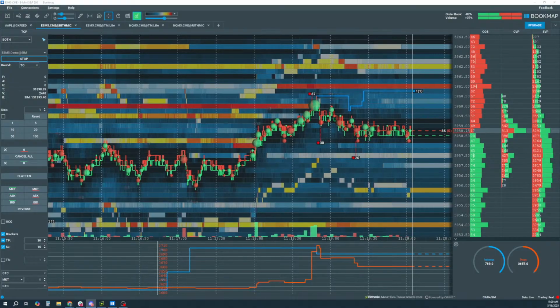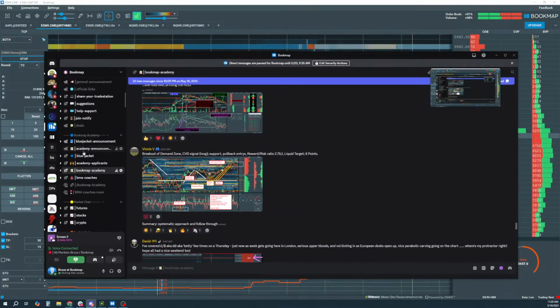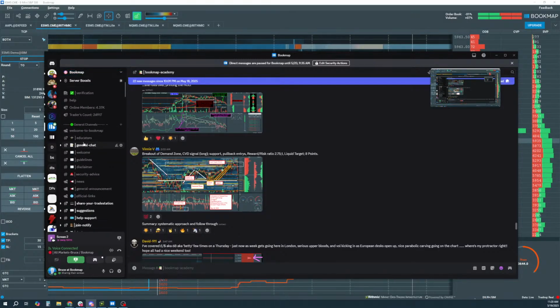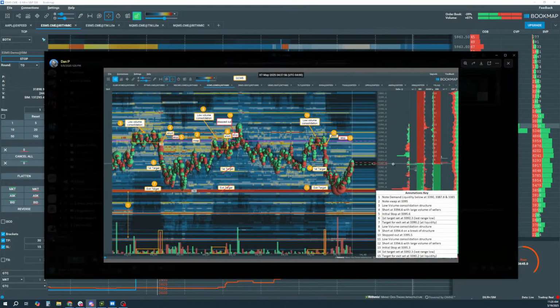Let me show you another place that you might find your trade markups, journaling. If you go to our Bookmap Discord and then go to news here. Okay, so under the news section here, you can see our Bookmap trade of the week, and actually it's John 412. Okay, so you can see his trade in here.